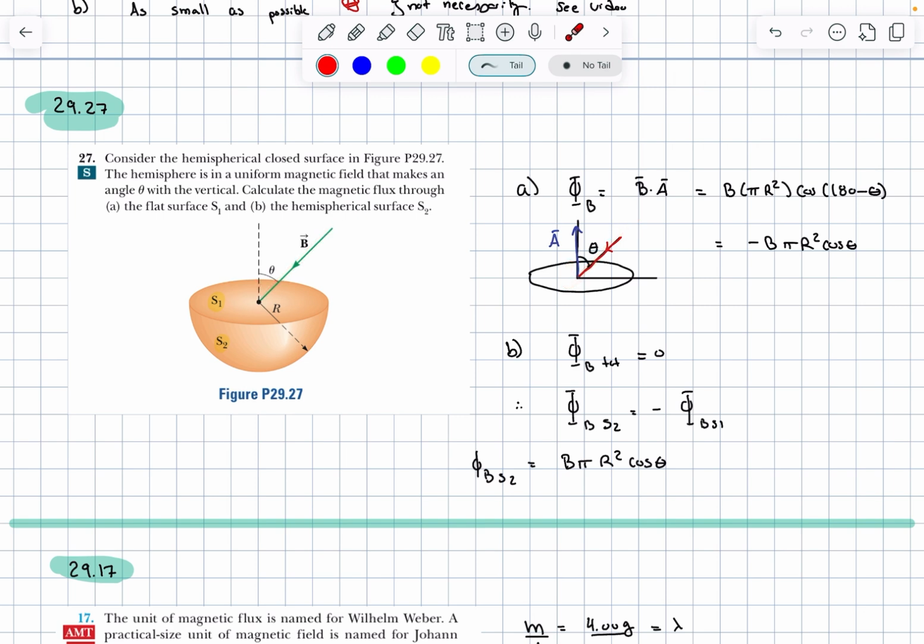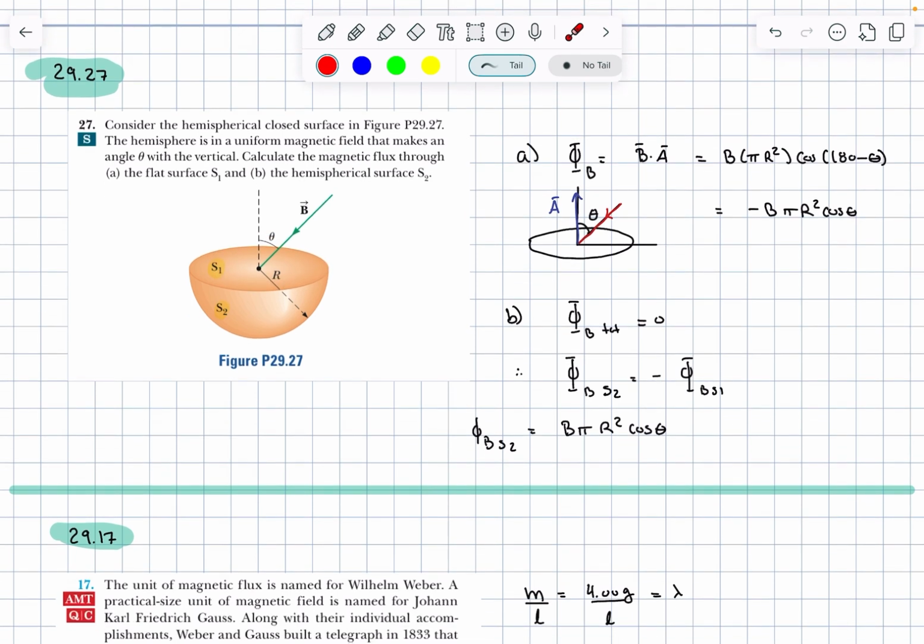angle between them. So the area here, it's the area of S1, pi r squared, and then B is just B. And then we're going to have the angle between them, and it's going to be cos of 180 minus theta. The reason why we do that, again, is because this is pointing in this direction. So it's kind of like the opposite. So essentially it just gives us a negative sign here. So we get negative B pi r squared times cosine of theta is the flux through the flat surface S1.